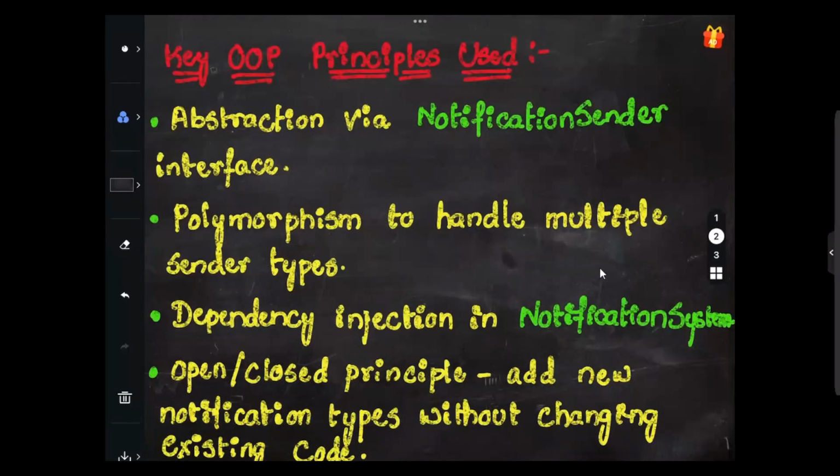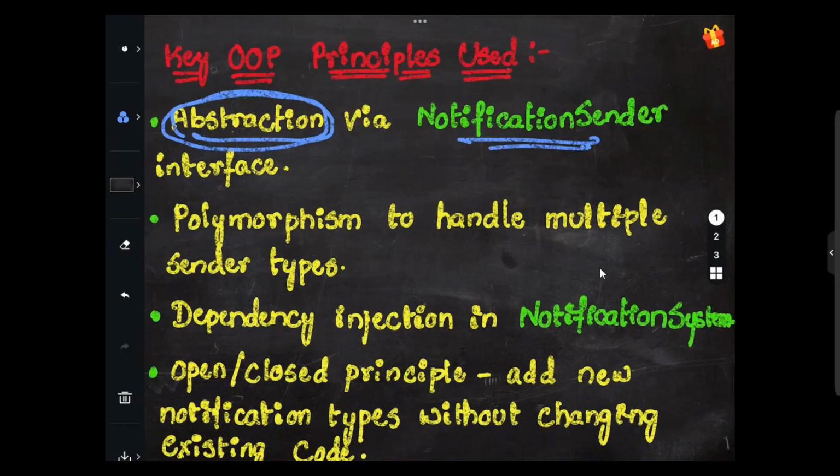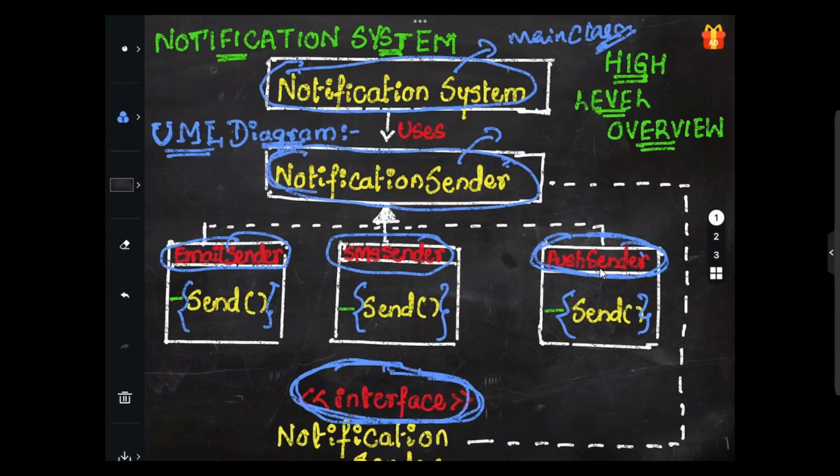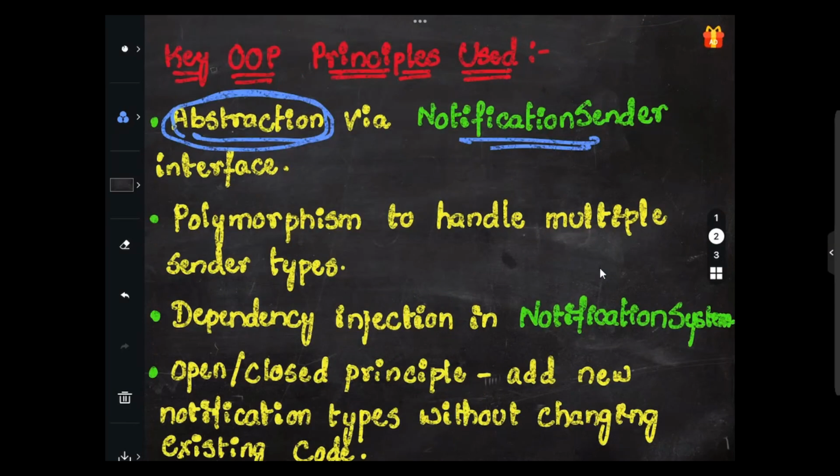Next, let's discuss the key OOP principles that we'll be making use of within the code. Basically, we'll be making use of abstraction via the notification sender interface. By making use of the notification sender interface, we'll be making use of abstraction, right? This is one of the OOP principles.